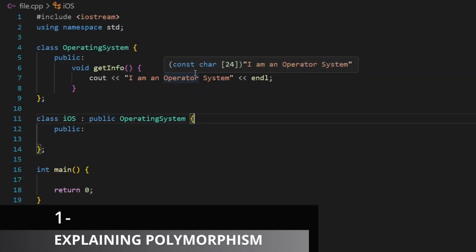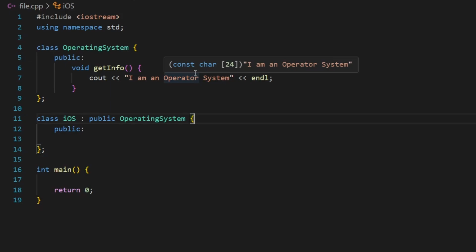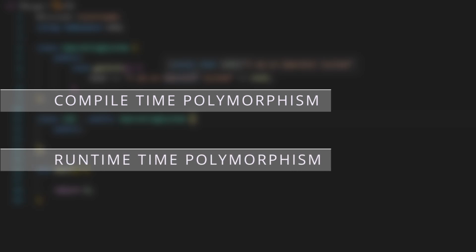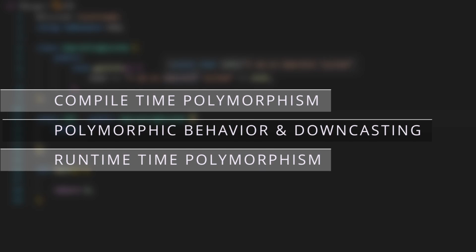So polymorphism in OOP is where you can treat objects as if they were objects of a base class. Also, it enables a function or operator to work in a different way. What we'll talk about in this video is compile-time polymorphism using function overloading and operator overloading, and runtime polymorphism using function overriding. And in the next video, we'll talk about polymorphic behavior and downcasting.